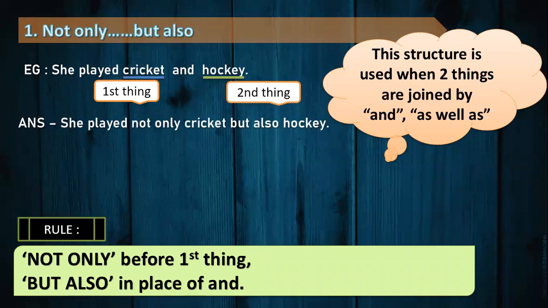Now, there are many ways to write this sentence. That is, not only she played, and so on, or she not only played cricket but also hockey is also right. But in this case, this is a simple statement. Hence, this rule can work here. But when it comes to compound and complex sentences, you will find it difficult to put the words not only anywhere in the sentence. Hence, the best rule to follow is not only before the first thing, but also in place of and.